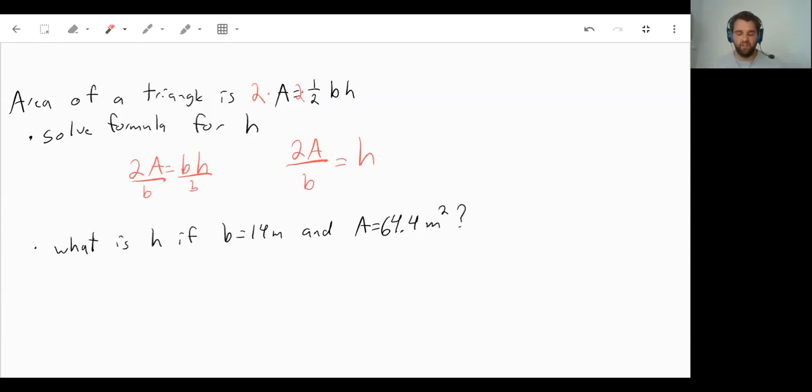Now we have information, so we can find out, if our b is 14 and a is 64.4, well, we can now plug in 2 times 64.4, divide that by 14, and that's actually going to come out to be about 9.2. So that will be our answer for this one.